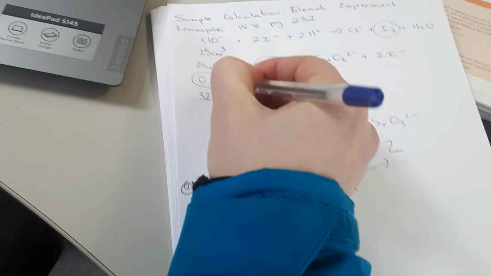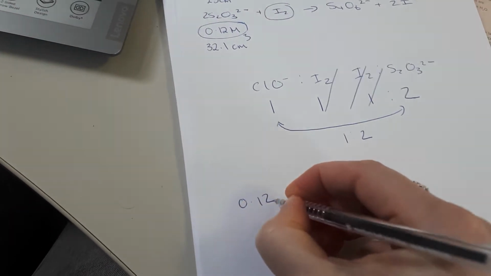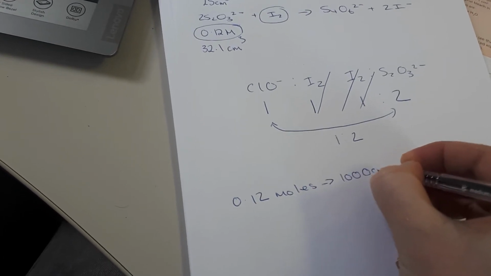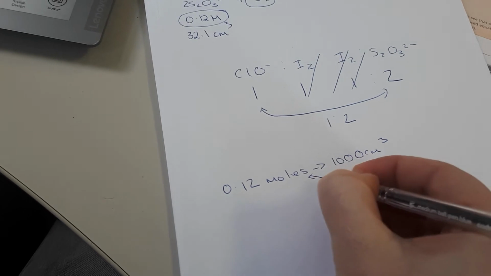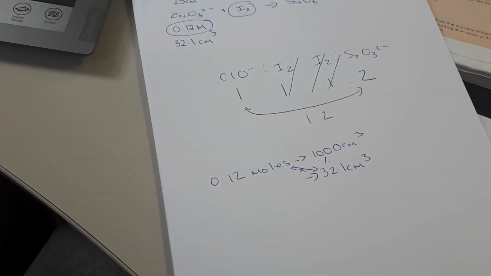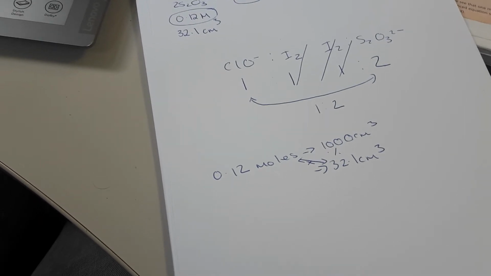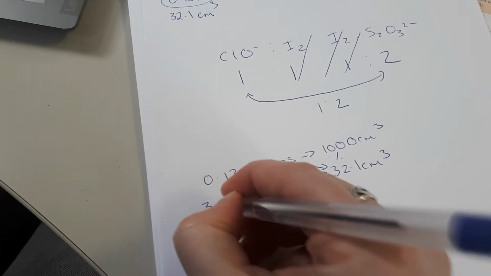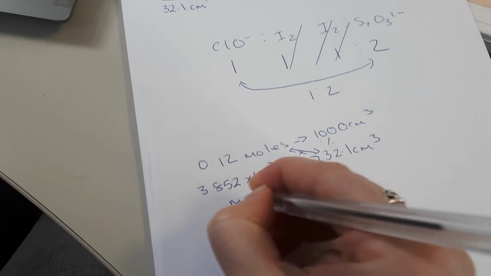Then I start here with my 0.12. That means I have 0.12 moles per litre, which is in 1,000 centimetres cubed. But in this question, I haven't used 1,000 centimetres cubed. I've only used 32.1. So I multiply by what I know and I divide by the bit left over. And that gives me an answer here of 3.852 by 10 to the minus 3 moles.